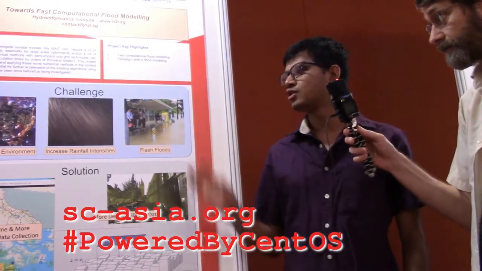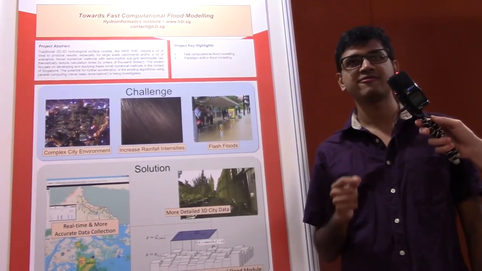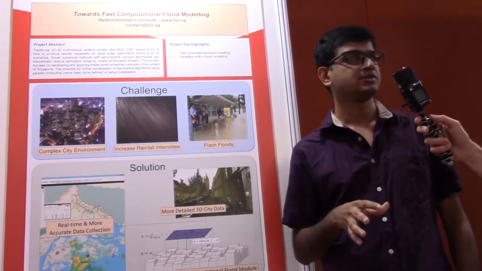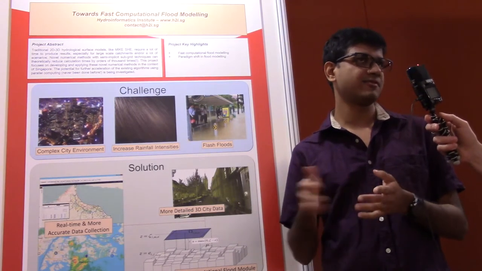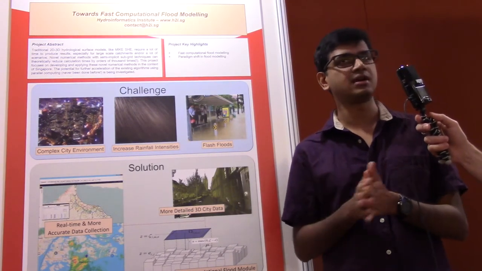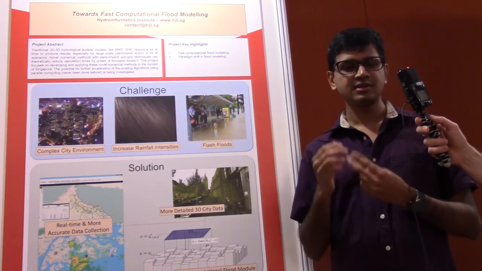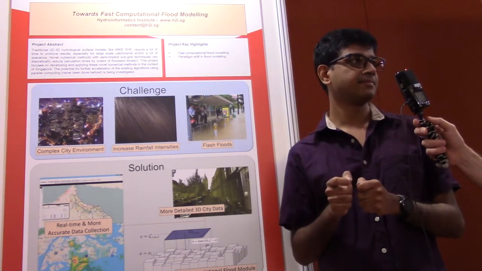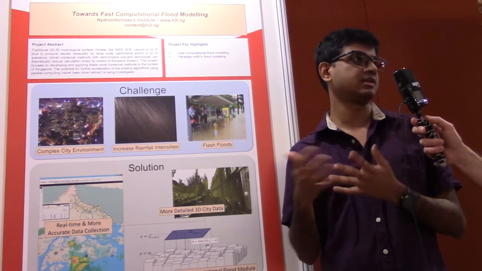Well, the overall goal of this work is to have much faster and more accurate predictions of urban floods. Urban floods are now becoming a bigger problem with climate change and everything coming rapidly. But unfortunately, there are two constraints to that. One is with the data. The other is with the computer models which simulate the floods.